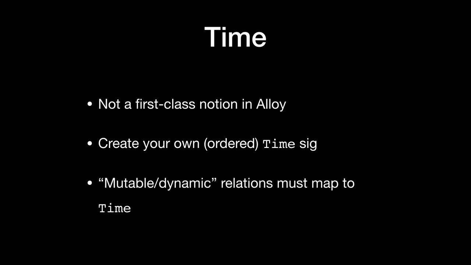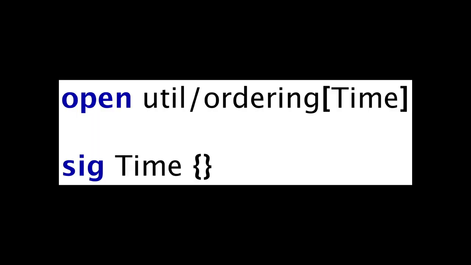Mutable dynamic relations actually have to be things mapping to time. There's no such thing as mutability in Alloy. You have to do relations that vary over time. So if I were to change that spec we were looking at before, the first thing I'd have to do is create this sig Time at the top. And for reasons that don't matter too much right now, I'd have to pass it to the ordering module to do some other stuff. But this becomes boilerplate that you just memorize anytime you want to do time.